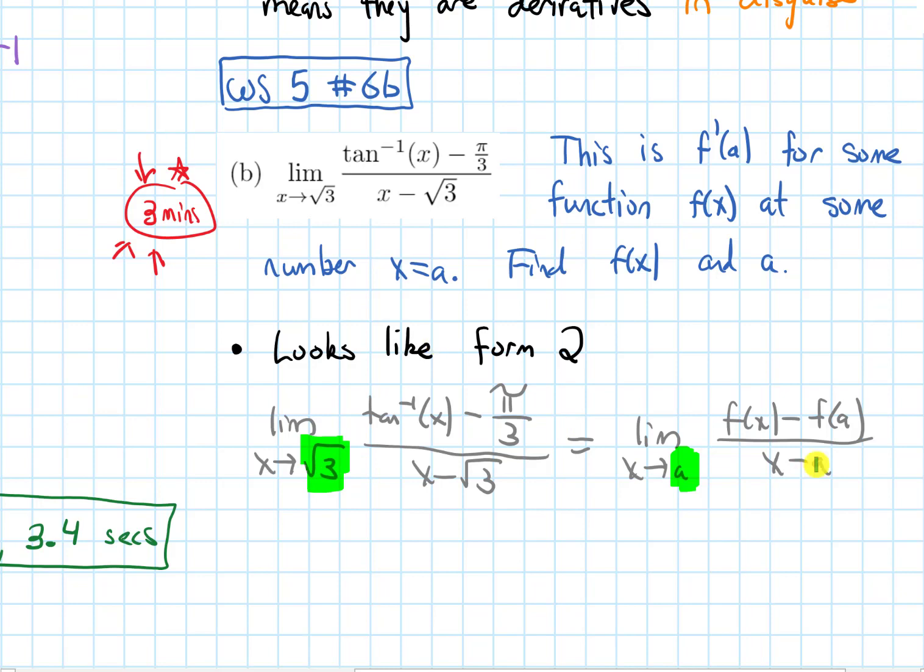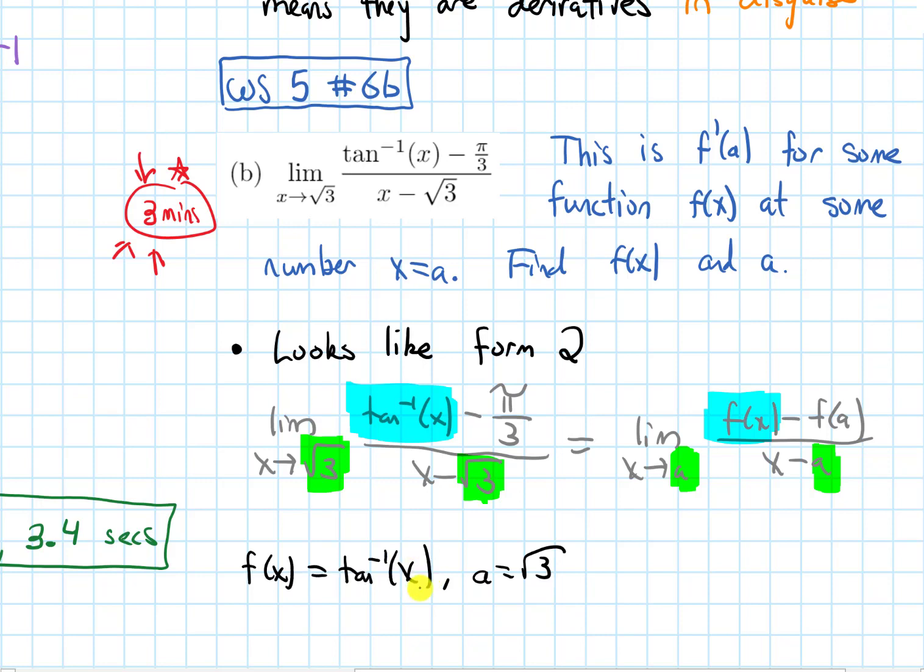And I could see that in another place as well. On the denominator, I should have x minus a. And in my limit, I have x minus root 3. So those collectively are suggesting that a should just be root 3. Okay, and then what about my function f of x? Well, f of x in the general formula matches up with where tangent inverse of x is in this numerator. And that is exactly what f of x equals. It'll be equal to tangent inverse of x. Okay, and it'll turn out that this is our answer.